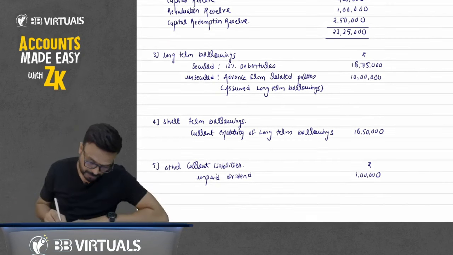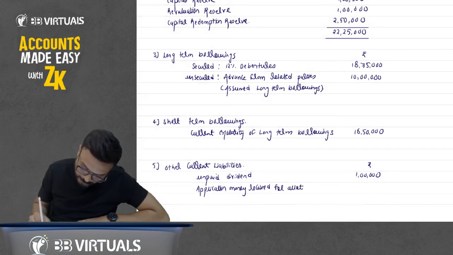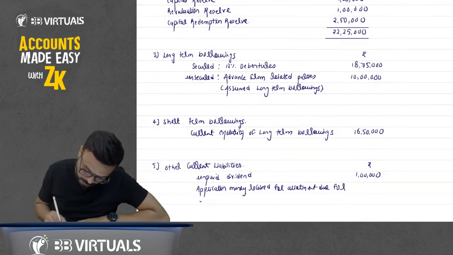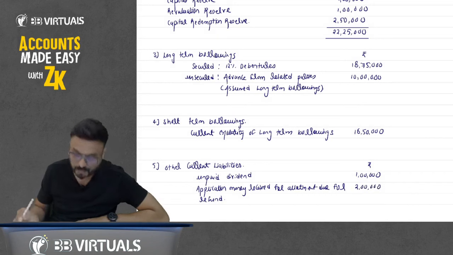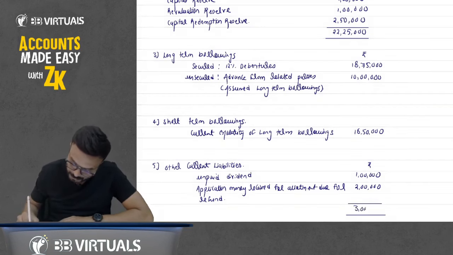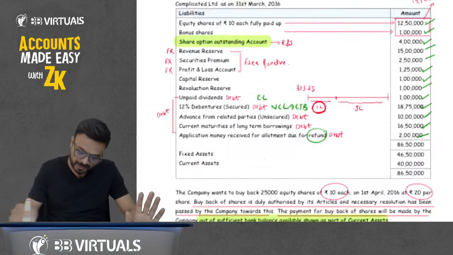So write down here, application money received for allotment due for refund. How much is it? 2 lakh rupees. So the total amount here, 1 plus 2, how much is it? The total amount here is 3 lakh rupees. Okay. Any item pending? No.